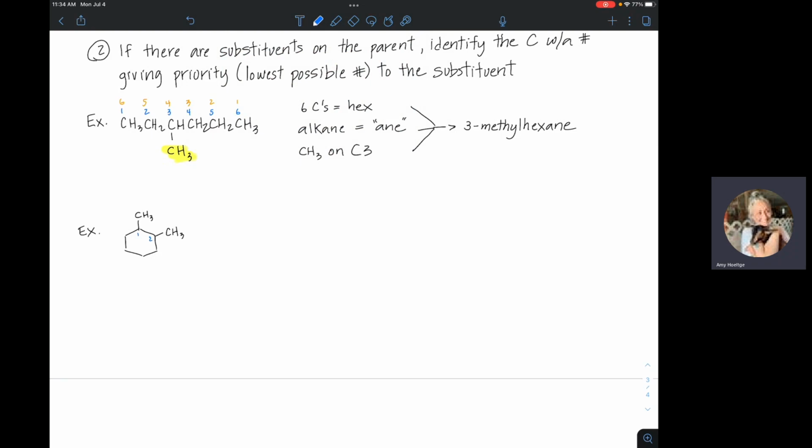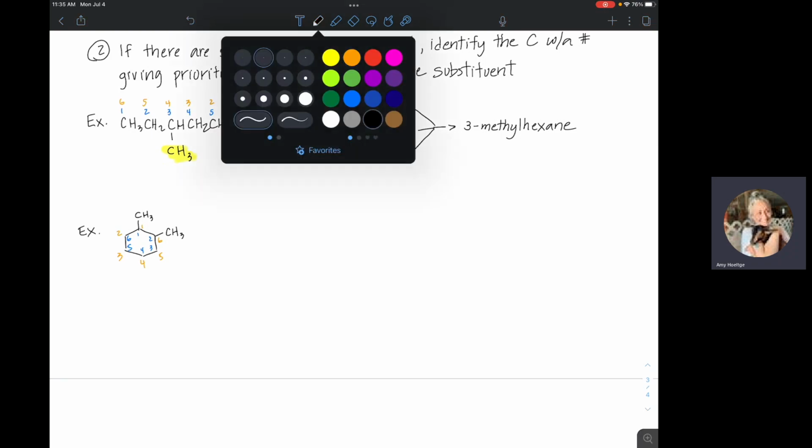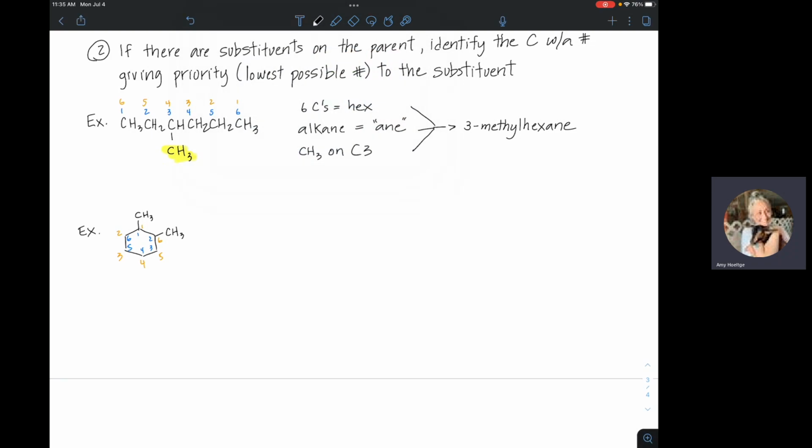1, 2, 3, 4, 5, 6. And say I've got 1,2-dimethyl, or I could number it in this direction, and say this is going to be carbon 1, this is 2, 3, 4, 5, 6. So obviously, if we're giving priority to the substituent, one of those carbons has to be carbon 1. The other one's going to be carbon 2, right? Because we want to give that the lowest possible number.